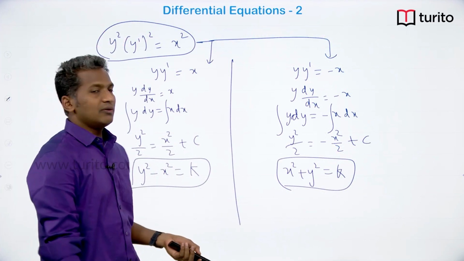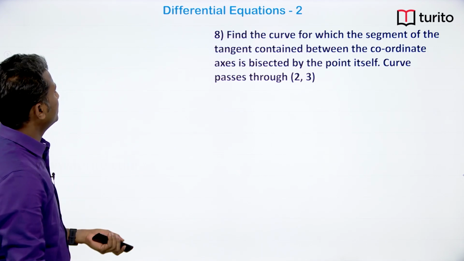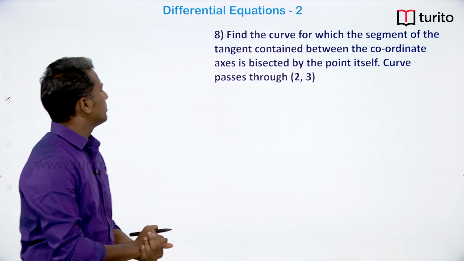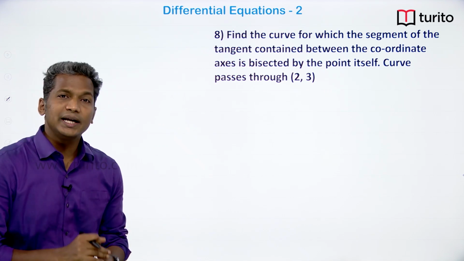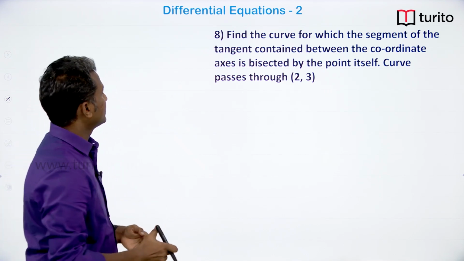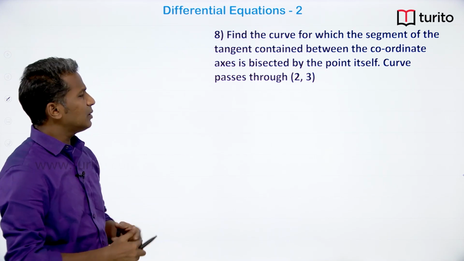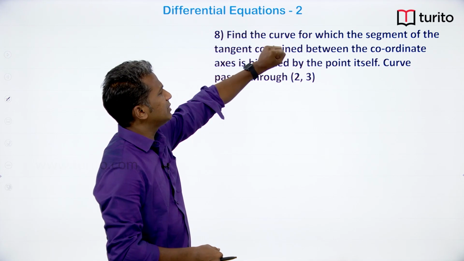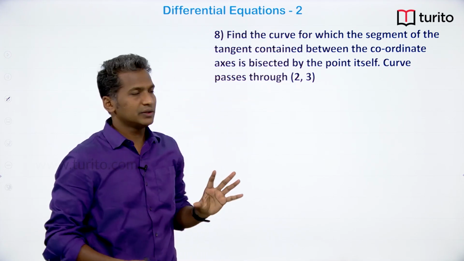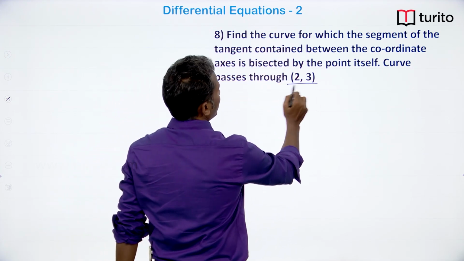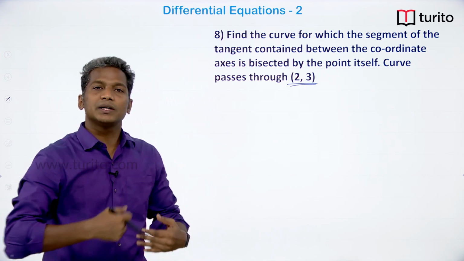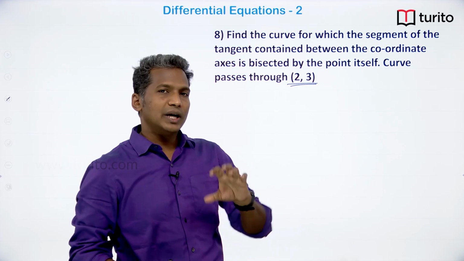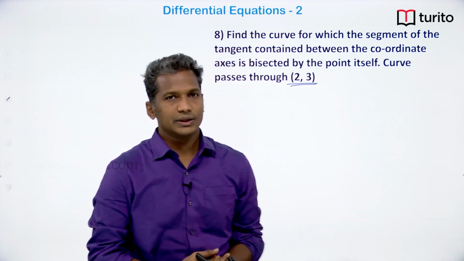Okay. So, now let us go to another question. Find the curve for which the segment of the tangent contained between the coordinate axis is bisected by the point itself. So, if you use this statement, we will definitely get one family of curves, but when we put this point, because it is given that the curve must pass through the point, then we may get one particular solution. So, let us first focus on the general solution.